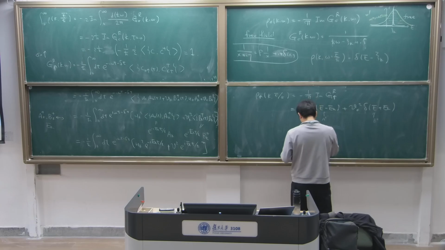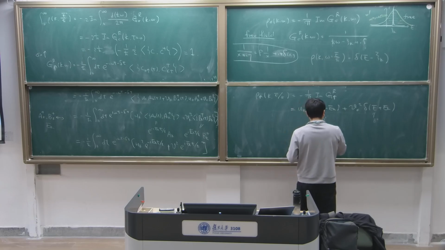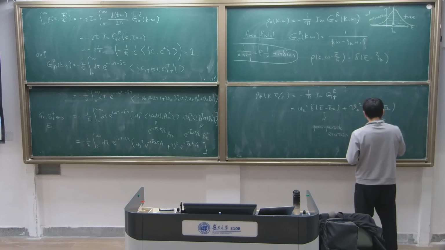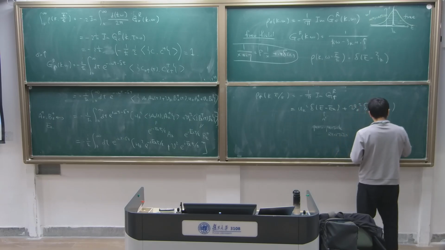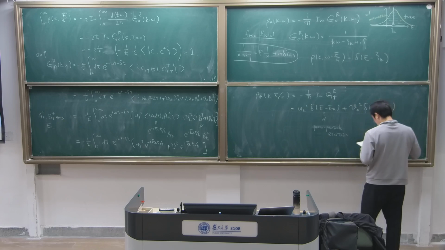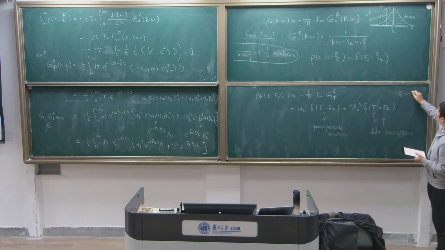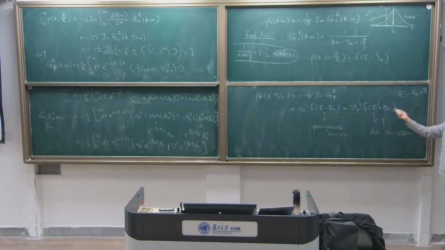quantum particle excitation, whereas this one is more like a hole excitation. So then here, E is equal to minus E_k, which is negative, right? So therefore, it just gives like hole excitation. Okay, that's what you have.